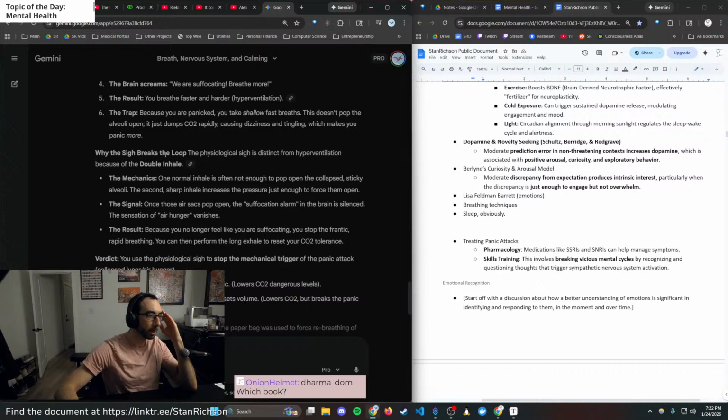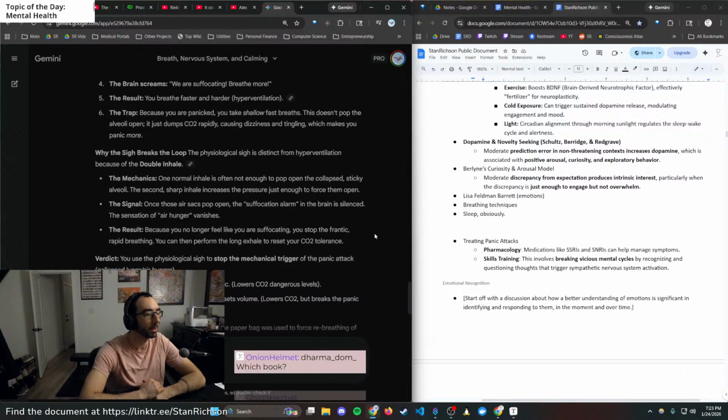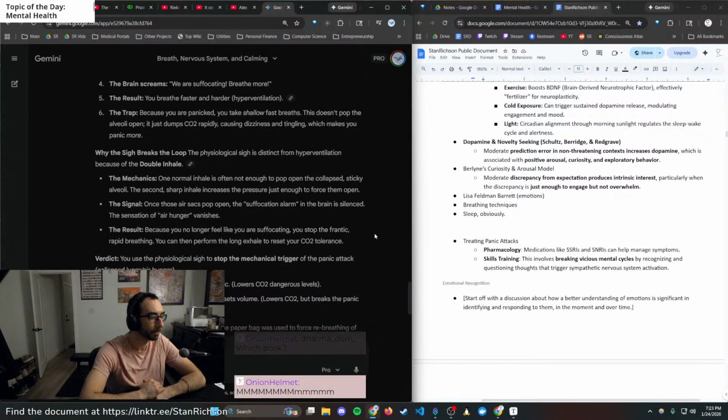Why does the sigh break the loop? The physiological sigh is distinct from hyperventilation because of the double inhale. One normal inhale is often not enough to pop open the collapsed, sticky alveoli. The second sharp inhale increases the pressure just enough to force them open. Once those air sacs pop open, the suffocation alarm in the brain is silenced. The sensation of air hunger vanishes. Because you no longer feel like you're suffocating, you stop the frantic, rapid breathing. You can then perform the long exhale to reset your CO2 tolerance.